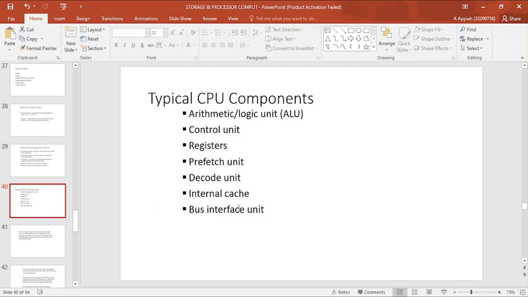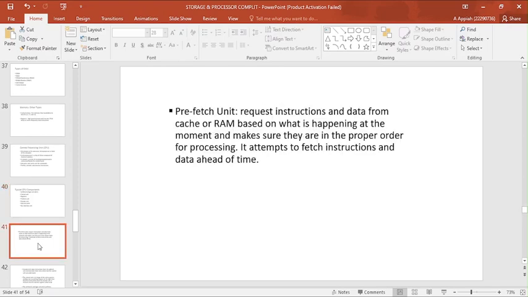Now, the CPU has many components. We have the ALU, the arithmetic logic unit. We have the control unit, that is the CU. We have the registers, prefetch unit, decode unit, internal cache, and the bus interface unit. Prefetch unit, what does it do? As the word suggests, prefetch.